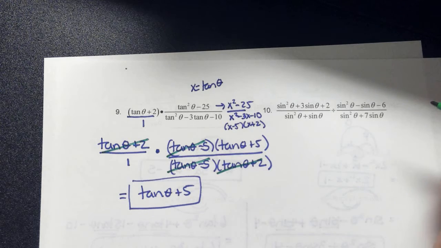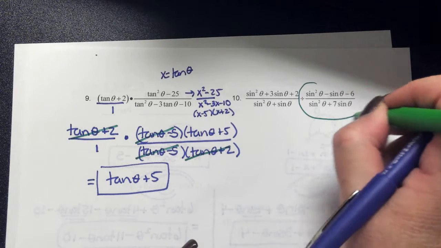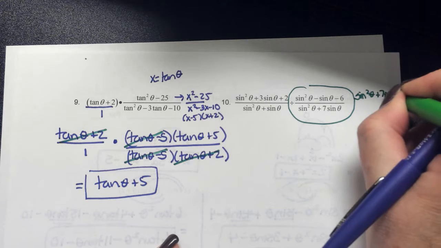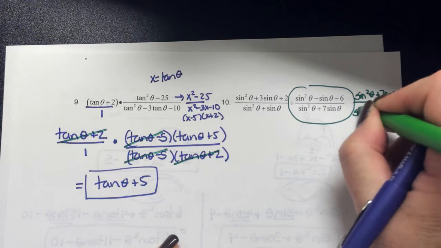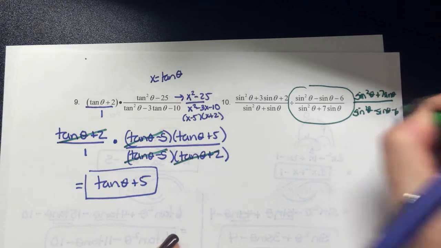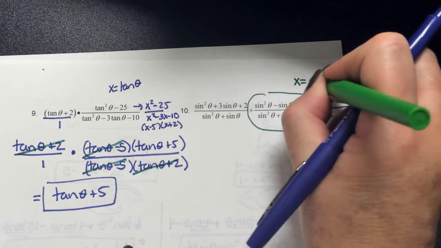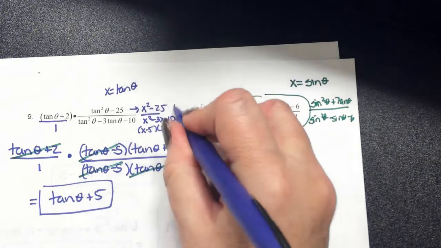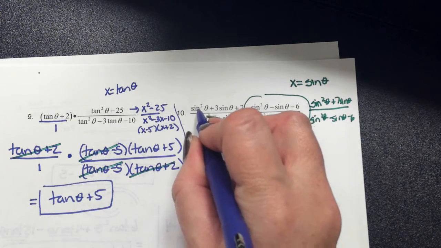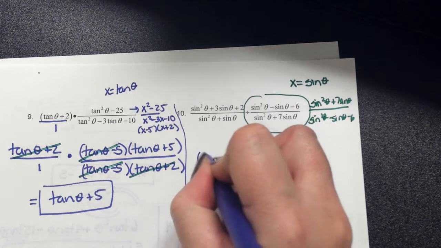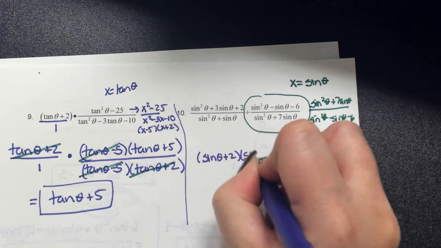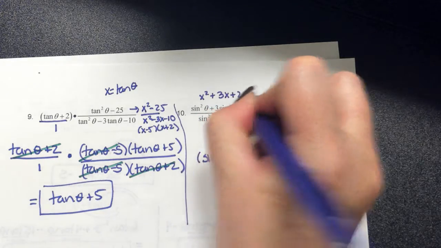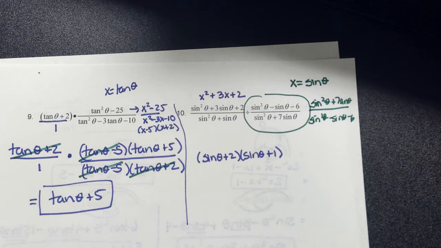So now notice you have another division problem. So I have to flip the fraction that comes after my division sign. So this is going to become sine squared theta plus 7 sine theta all over sine squared theta minus sine theta minus 6. Remember, if you want to deal with this in terms of x, you can replace the sines with an x. So I could factor sine squared plus 3 sine plus 2, that's going to factor into sine theta plus 2 times sine theta plus 1. Or like I said, you could look at this as x squared plus 3x plus 2, factor it, and then replace your x with the sine.